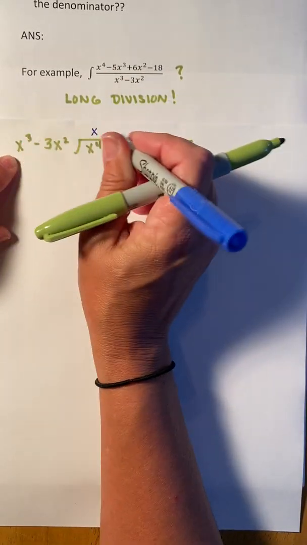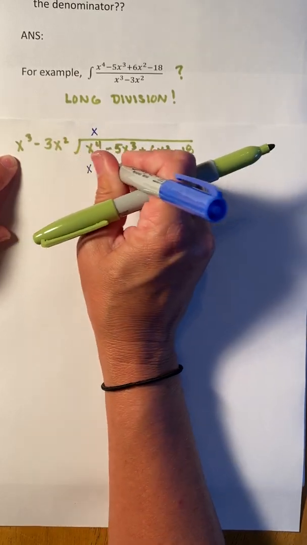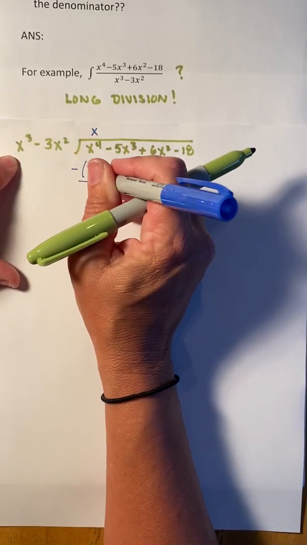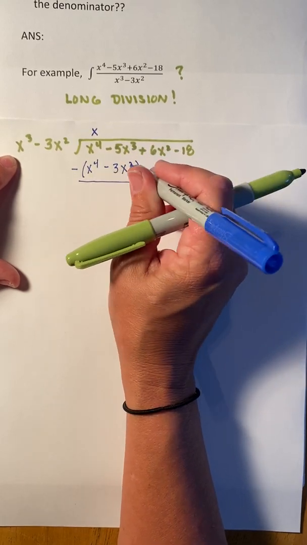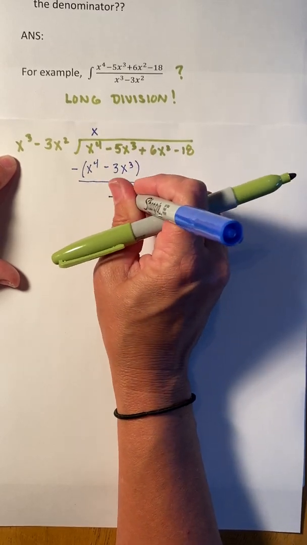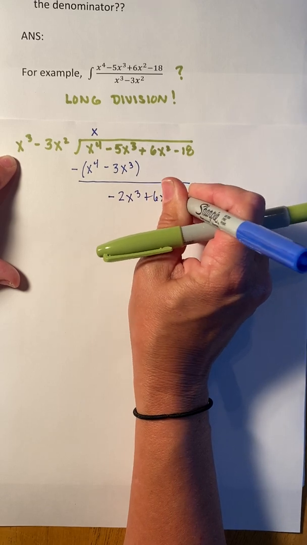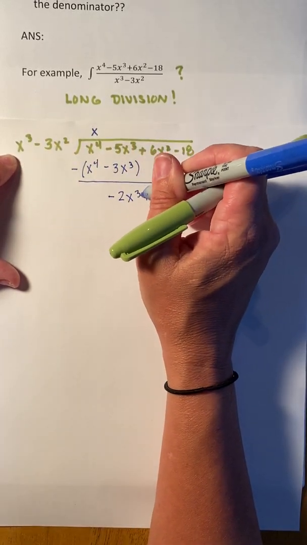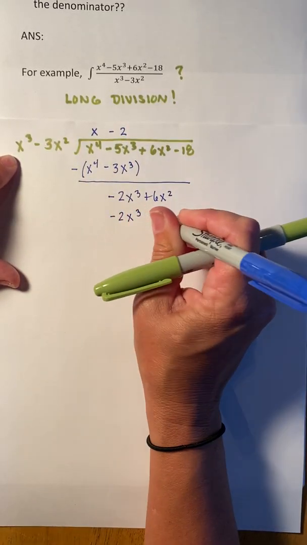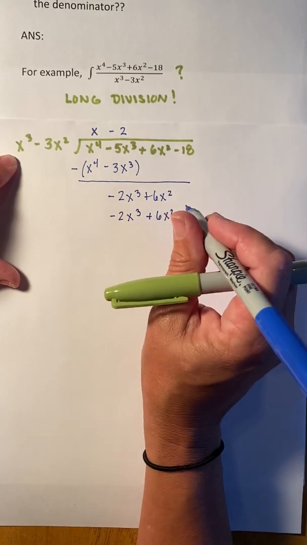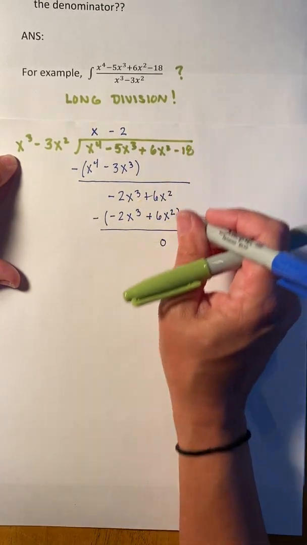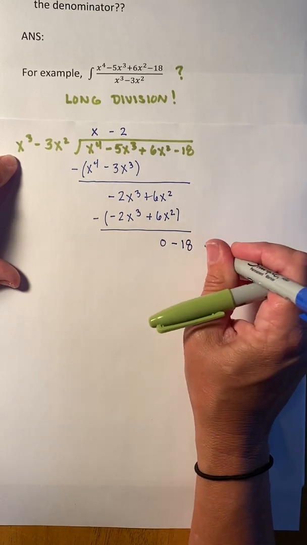So then we multiply x times x cubed minus 3x squared. So that would be x to the fourth minus 3x cubed. And we subtract that whole thing. And if you chose that correctly, those will cancel. So negative 5x cubed minus negative 3x cubed is negative 2x cubed. We're going to bring down the 6x squared. And then x cubed goes into it, the factor that we need would be minus 2. So minus 2 would be negative 2x cubed plus 6x squared, right? And we subtract this whole thing. And we bring down 0, right? And then we bring down the minus 18. So this is the remainder.